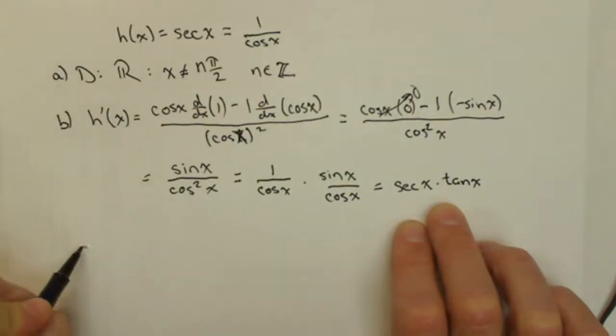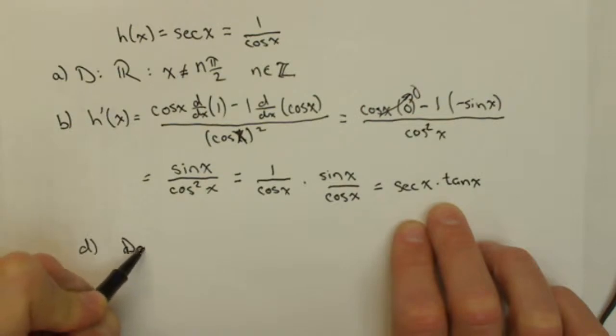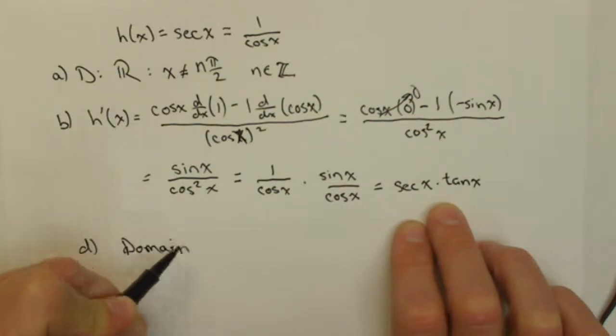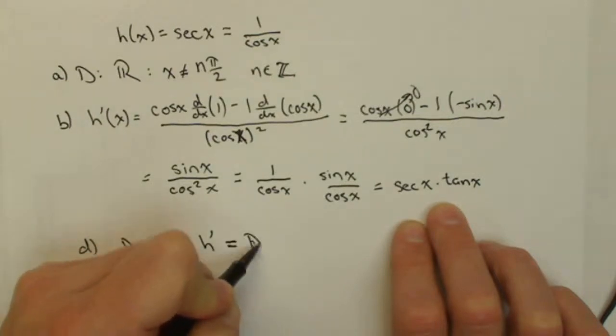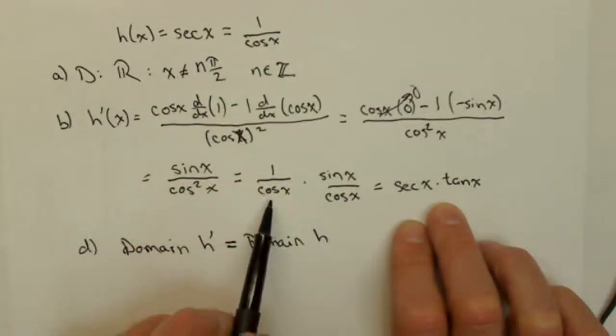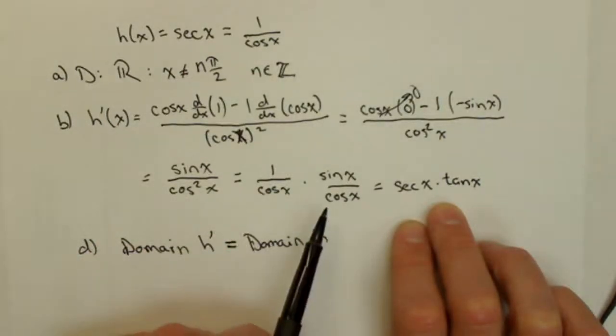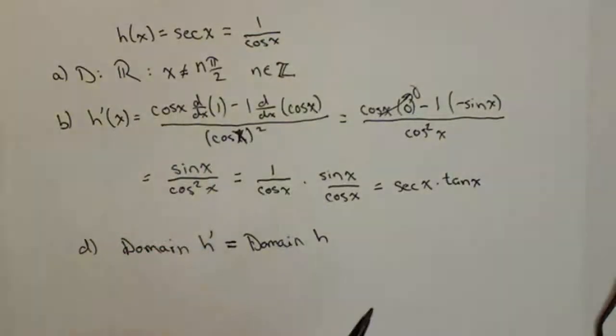And now the domain of h prime is actually the same as the domain of h because we have the same issue. Cosine of x being in the bottom, we don't want x to be any integer multiple of pi over 2.